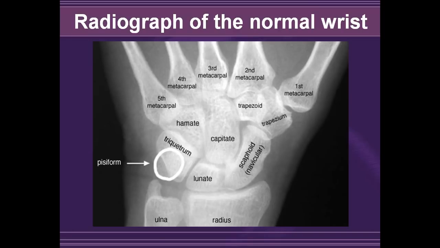Knowing the anatomy of the wrist is important for evaluation of the carpal bones. There are various mnemonics available. You can choose whichever one you like. So if we start here, this is the scaphoid, lunate, triquetrum, pisiform, trapezium, trapezoid, capitate, and hamate. These are the bones of the wrist.